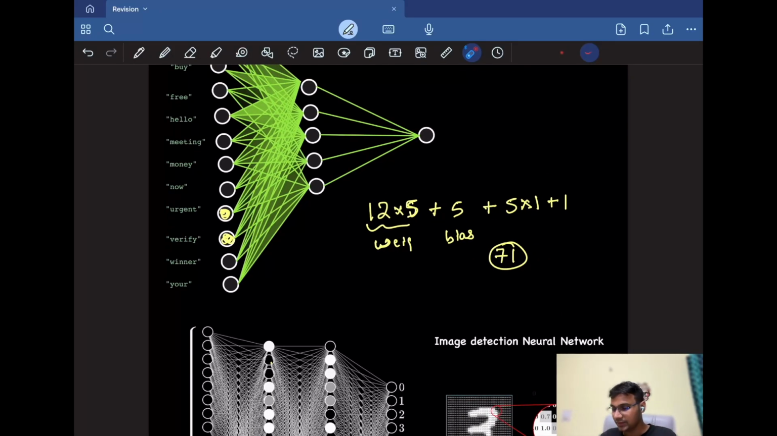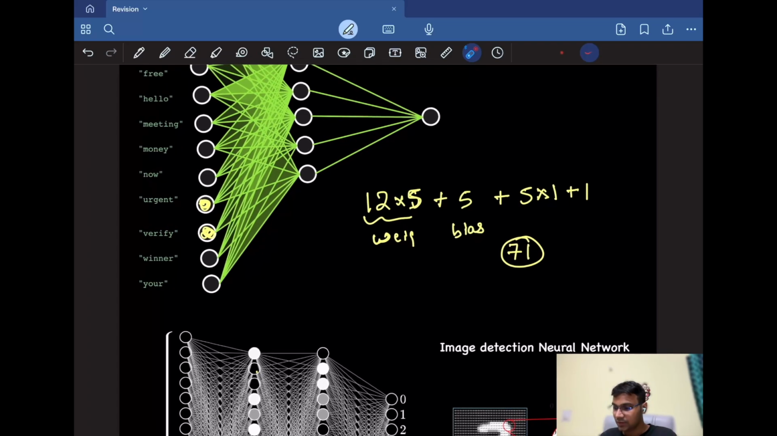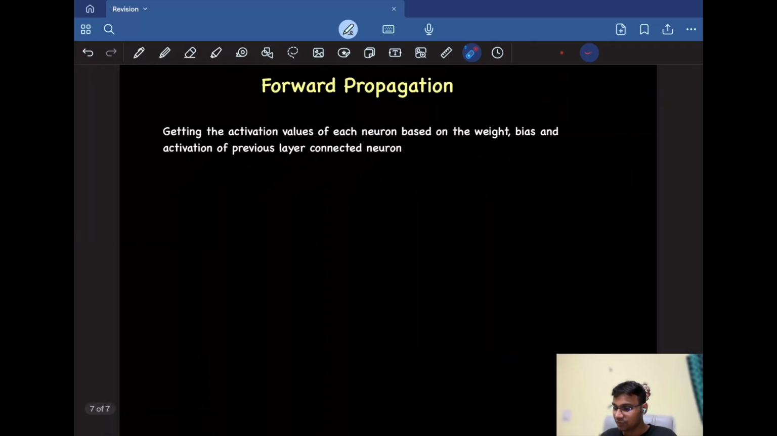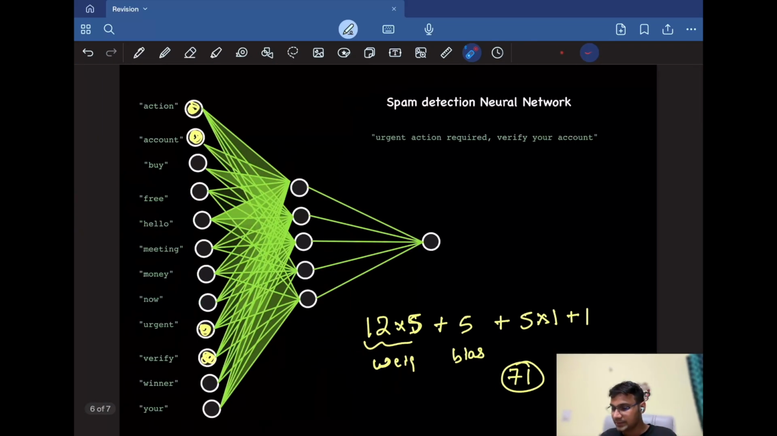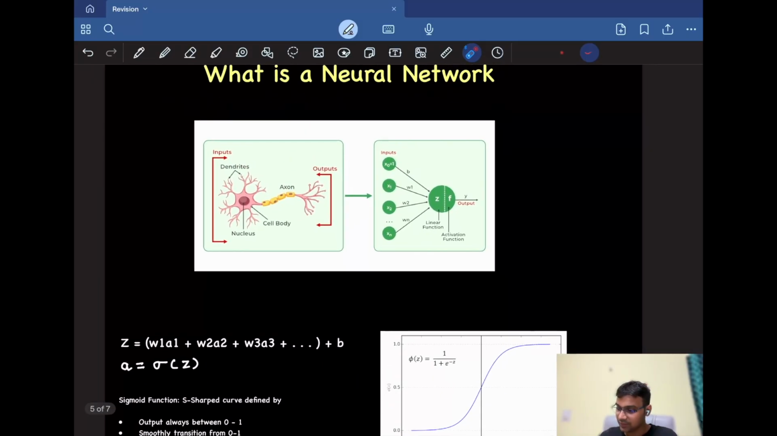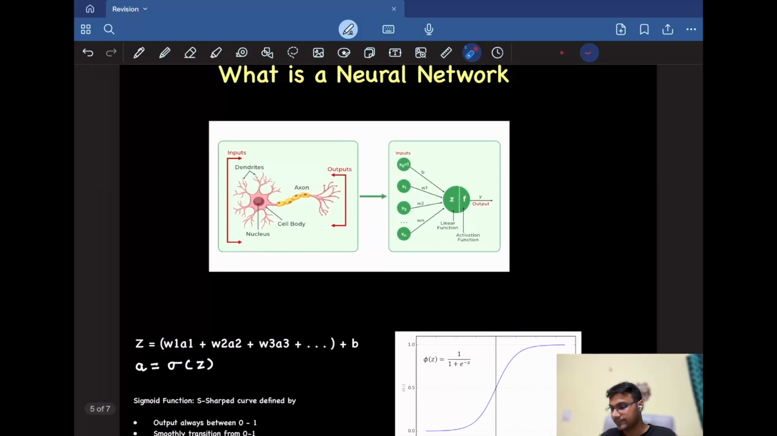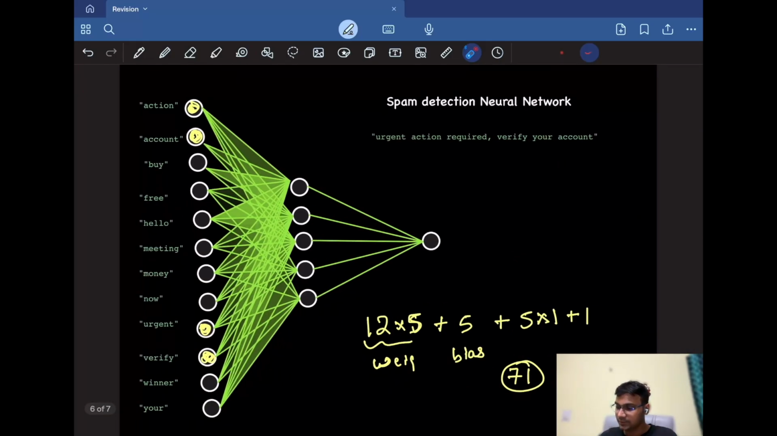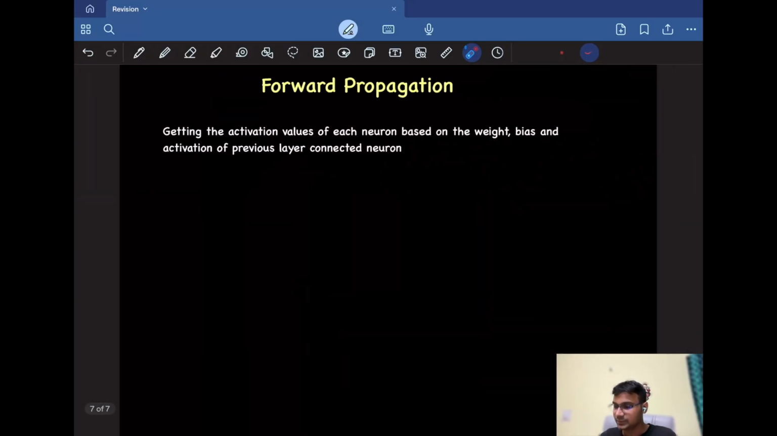So this is how a neural network is. Okay, now let's see what forward propagation is. Forward propagation is nothing but determining the value of each neuron based on what we have just discussed, the activations, weights and biases of the previous layer. Because each neuron is connected to every neuron in the previous layer, we can determine its value. So this is the first part of our network.